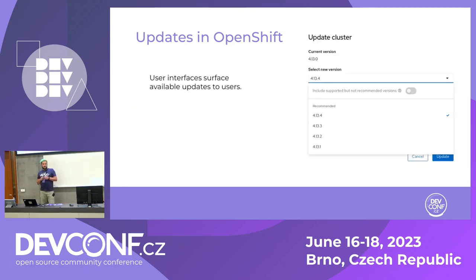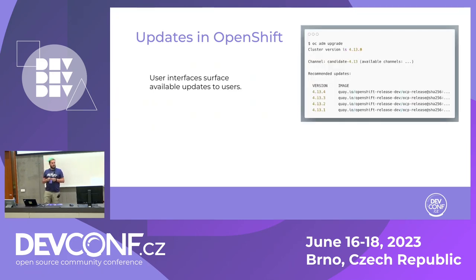And these options are surfaced to the users in all the UIs. This is how it looks in the web console. This is how it looks if you use the command line interface. It will say recommended upgrades. There are four options in this case, and it works there.